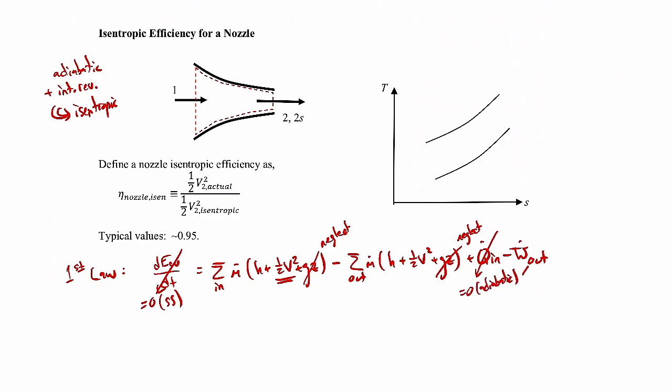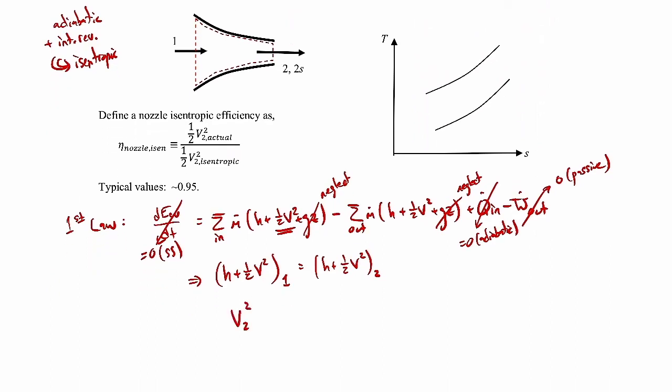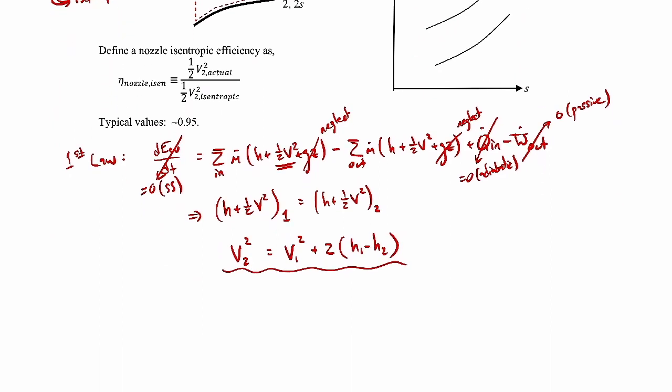And here there's no work because it's a passive device. There are no moving parts, no electricity, no springs, no rotating shafts. So then what you're left with when all is said and done is h1 plus 1/2 v1 squared equals h2 plus 1/2 v2 squared. When you write it out, we could then solve for v2 squared. That'll be v1 squared plus 2 times (h1 minus h2). Right? So we can do that for the actual case, and we can do it for the isentropic case.